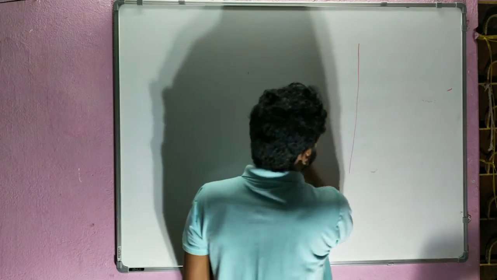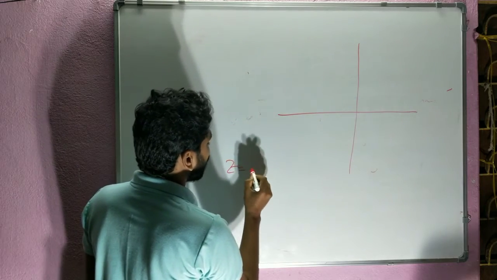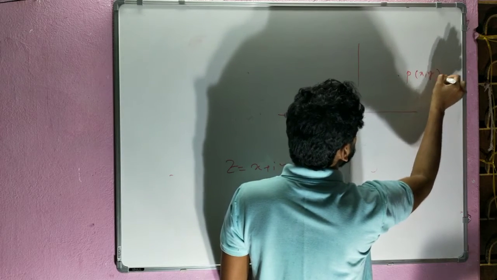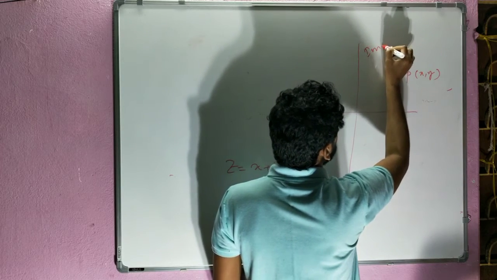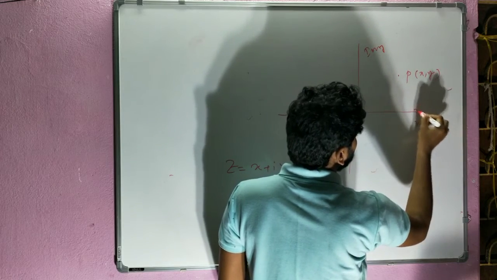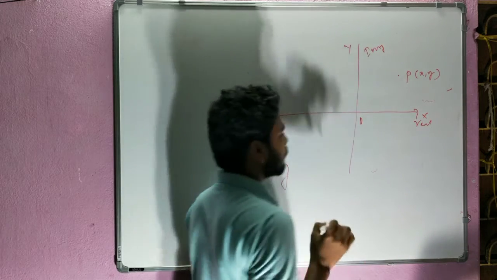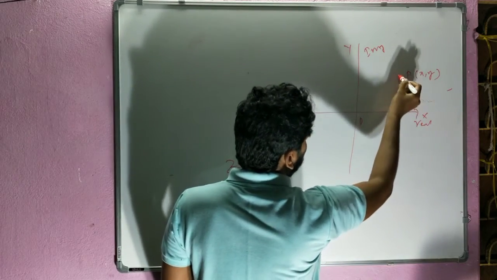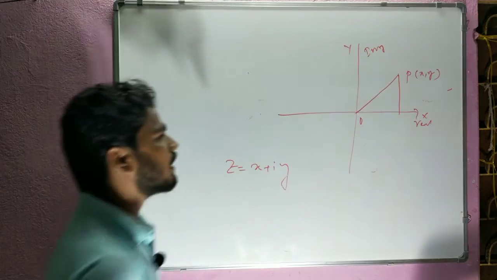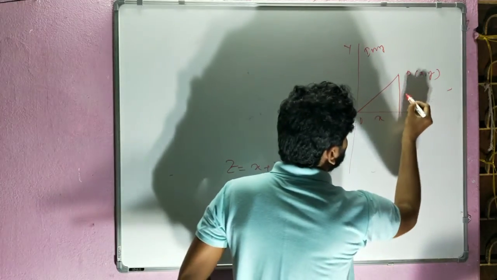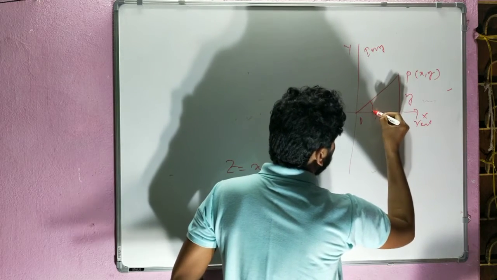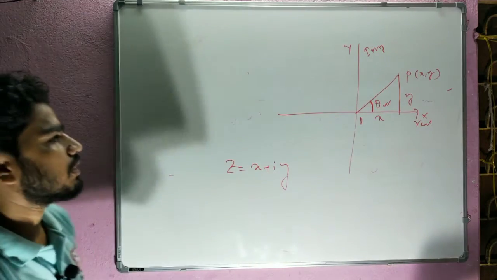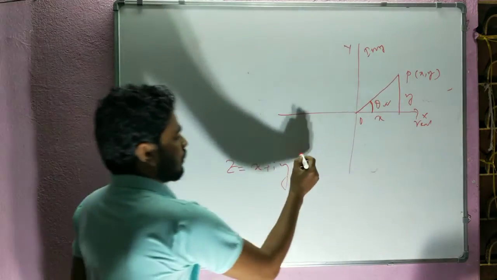A complex number z equals x plus iy. Then P is the point (x, y). This is the imaginary axis, this is the real axis, x axis, y axis and origin. P's perpendicular makes a right angle triangle with sides x and y. This is theta, the amplitude. Theta is the amplitude.